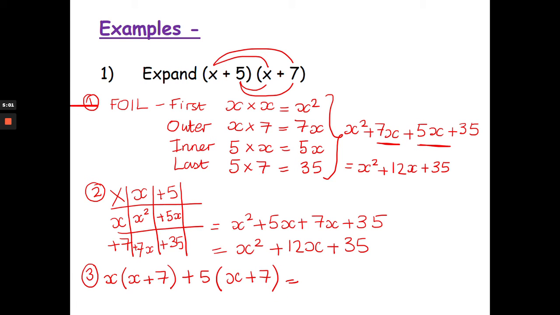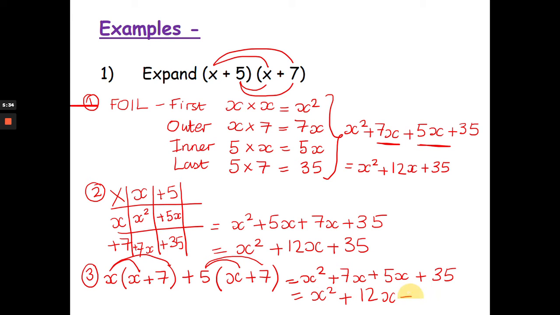Then all we need to do is multiply each term out. So x times x gives me x squared. x times plus 7 gives me plus 7x. Okay, so you're just working with two single brackets over here. 5 times x gives me 5x. And then 5 times 7 gives me 35. Which again simplifies down to, as above, x squared plus 12x plus 35.